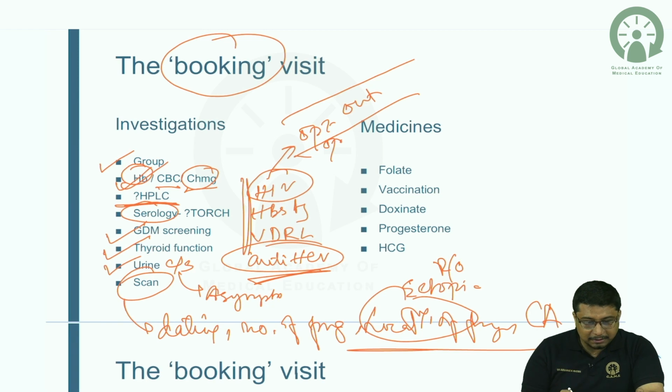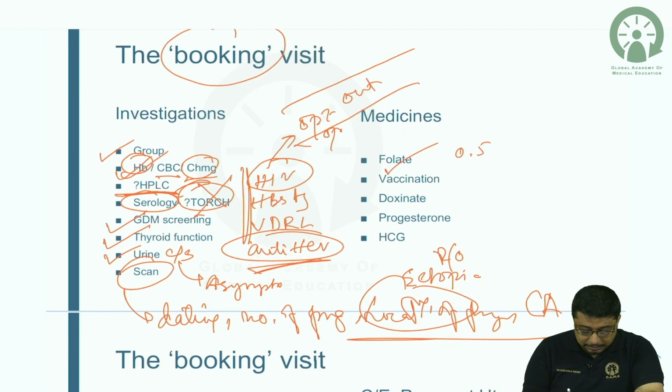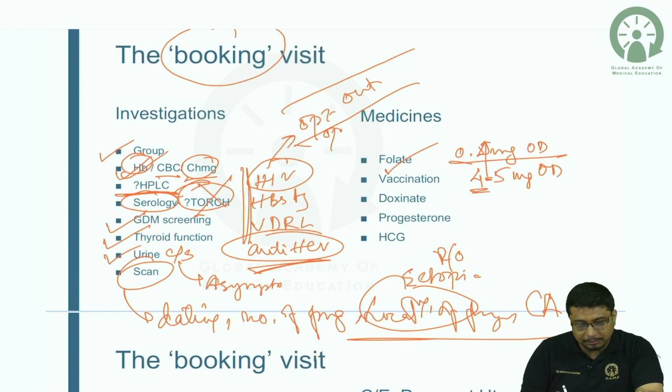Okay, and what are the medicines that we give? Is TORCH screening recommended? No, absolutely not. So folate is definitely to be given, 0.5 mg per day if she has no history. If she has a history of previous neural tube defect, then 4 to 5 mg OD. Remember, 4 mg tablet is not available in India, so what I give is 5 mg, but the recommended dose is 4.